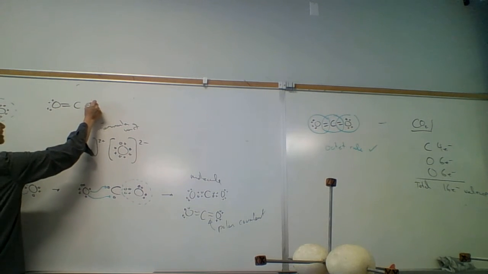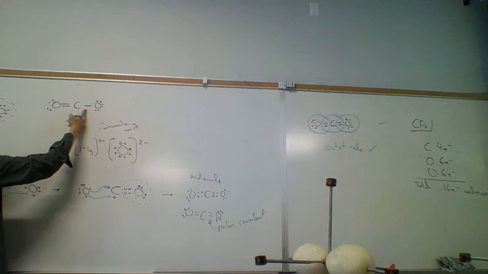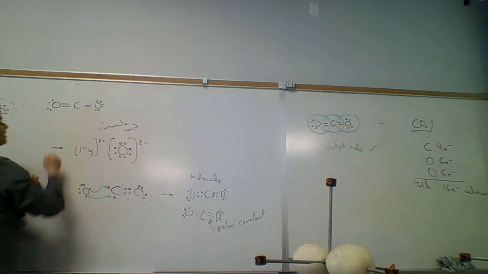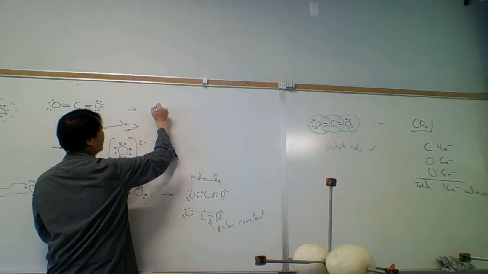But now carbon still doesn't have enough. Carbon's still missing 1 pair. It's got 2, 4, 6. So I'm going to do it one more time and share it. So what I end up with is this structure here, the same structure we had earlier.